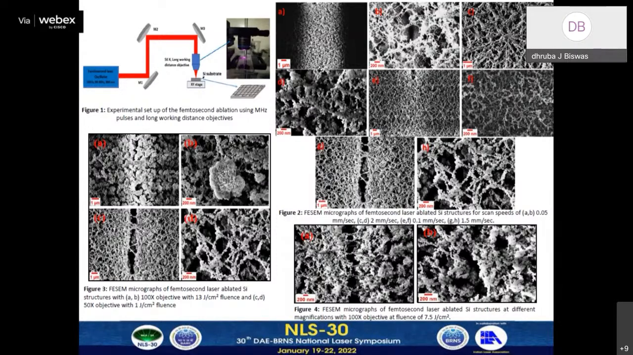So we have used these silicon web-like structures for surface-enhanced Raman spectroscopy. Surface-enhanced Raman spectroscopy is an improved Raman spectroscopic technique that uses localized surface plasmon resonance in metal nanostructures for signal enhancement.